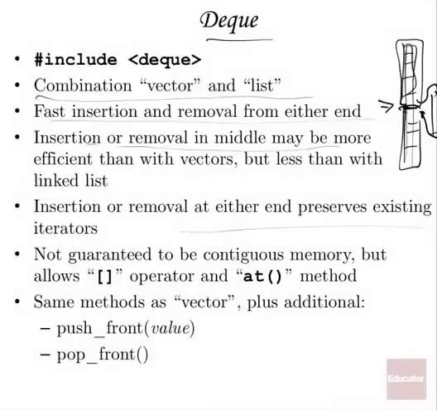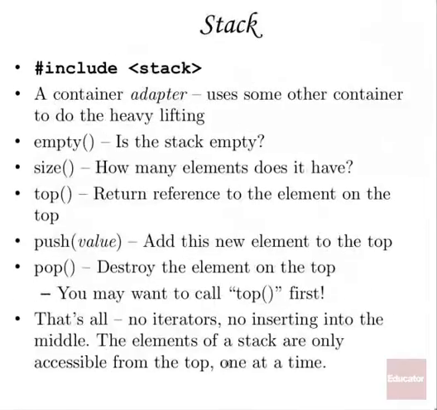But it allows you to use the array operator or the at method to access it as if it was contiguous memory. So you have pretty much the same methods as a vector, but you also have something where you can push a value to the front or pop the value from the front and destroy it. Our next one is a stack.